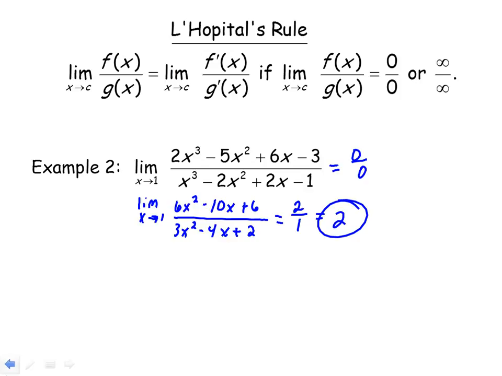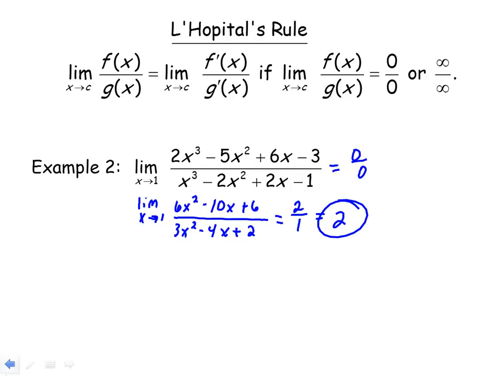Sometimes, and we'll work one of these, I think in your homework you have one where you'll have to apply L'Hopital's rule 4 times before you actually come up with an answer. So it can get kind of messy. But if you apply L'Hopital's rule and do the first derivative and you still get an indeterminate form, you have to do it again, find the second derivative, apply the limit, and see if you come up with an answer. If you don't, apply L'Hopital's rule again and do the third derivative. And just keep going until eventually you'll come up with an answer.